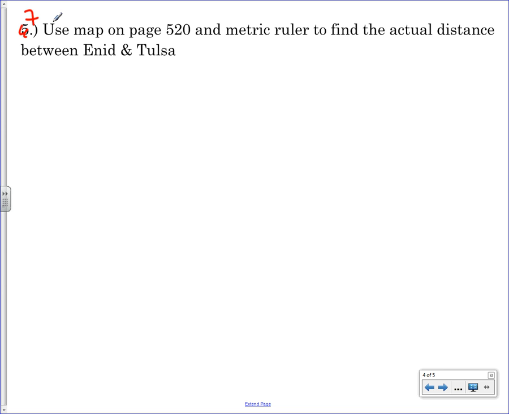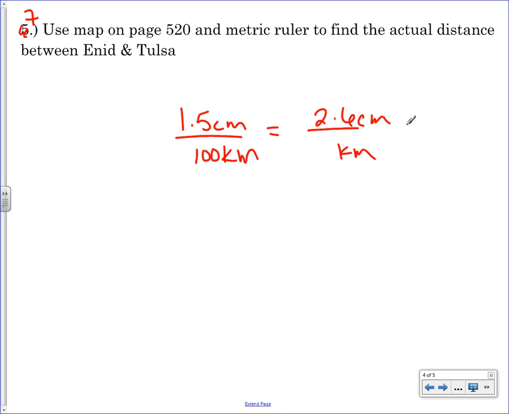Number 7, you're going to use the map on page 520 again to find the distance between Enid and Tulsa. So we still have the 1.5 centimeters over the 100 kilometers. And you guys measure in centimeters as closely as possible. I got 2.6 again. But 2.5 would have been acceptable. It would have been in my range of answers at the end. So I got 2.6. Okay. So centimeters. So go ahead and cross multiply and divide.